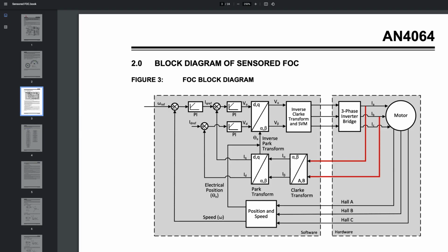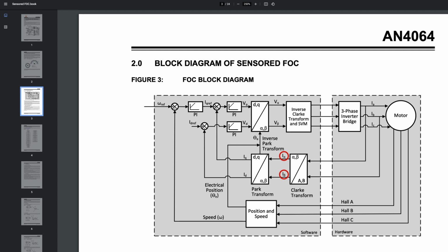So this current feedback goes into something called the Clarke transform. The Clarke transform is basically moving that current into a two-axis system, seen from the perspective of the stator of the motor. So now it is converted into two vectors, I alpha and I beta.